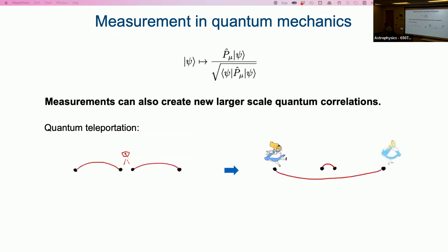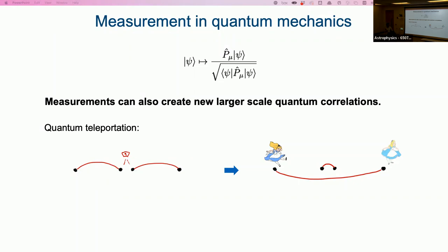In fact, you don't necessarily always destroy quantum correlations. You could also create quantum correlations that did not exist before the measurement. And a nice example of this is a quantum teleportation protocol, where you have three labs, 1, 2, 3, and you have a Bell pair between lab 1 and lab 2, and between lab 2 and lab 3. If you make a local measurement in lab 2, in a Bell basis, you can create a large long-range entanglement between lab 1 and lab 3 that did not exist there before. And then you can utilize this entanglement together with classical communication in order to teleport a quantum state.